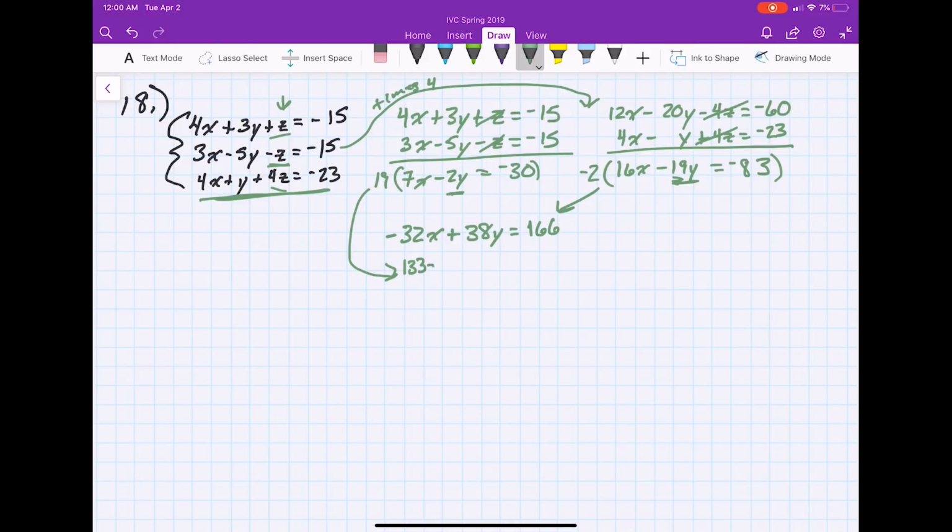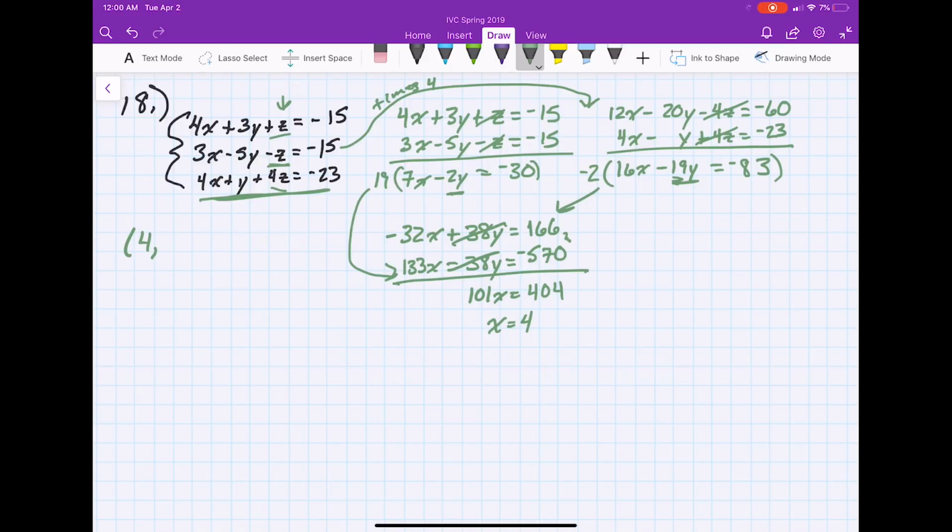And 19 times 7 is 133x. And then it's going to be minus 38y, which is what we wanted. And that is going to equal a big number, negative 570. So our 38y's cancel out, which is what we wanted to accomplish here. Now I'm going to have 101x is equal to 404. So our x is equal to 4, because 404 divided by 101, that'll happen 4 times.